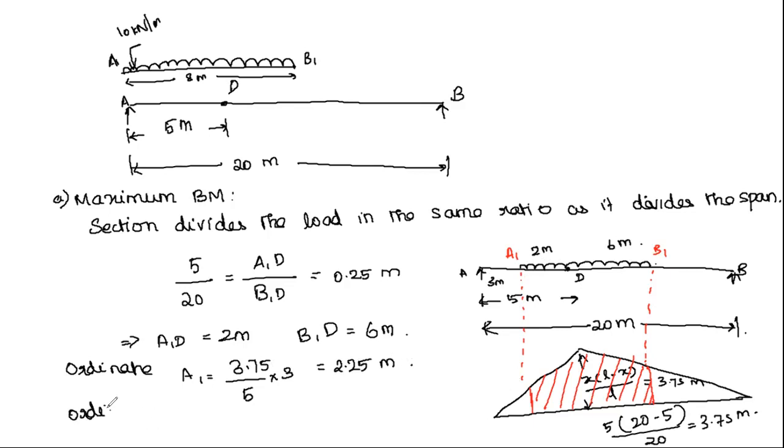Similarly, for finding the ordinate for B1, 3.75 by 5. As we are calculating the distance from this end, it is 15 meter. And we have to find out 15 minus 6. So 15 into 15 minus 6, that is 9 meter, equal to 2.25 meter. So this ordinate is 2.25. Here also the ordinate is 2.25.